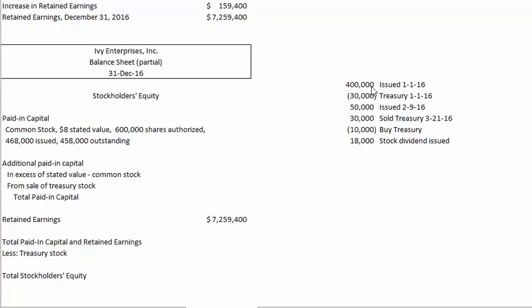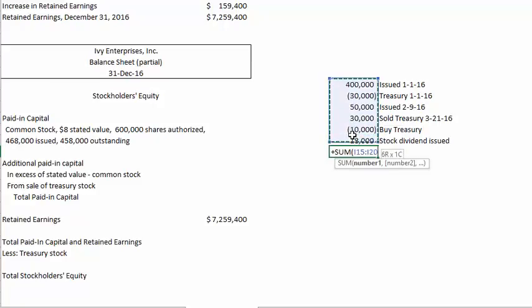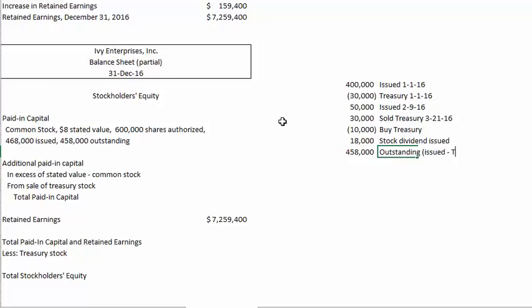So we started the year with 400,000 shares issued, but we had 30,000 shares in the treasury, so there were only 370,000 outstanding. We subsequently issued 50,000, sold the treasury shares of 30,000, so those get added back. And we subsequently bought more treasury shares, another 10,000 come out, and then we issued the stock dividend amount. So this number represents, if I add them all up, the number of shares outstanding, because remember, outstanding is issued minus treasury stock.